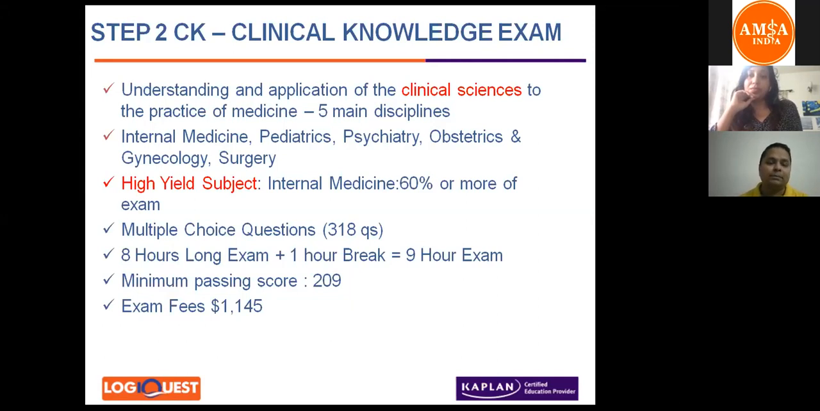And which were the high yield subjects in Step 1 that we saw? The 3 Ps: pathology, physio, pharmacology. Absolutely correct. So this is how you compare your Step 1 with your Step 2 CK.